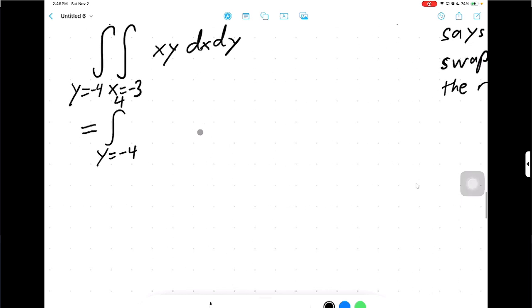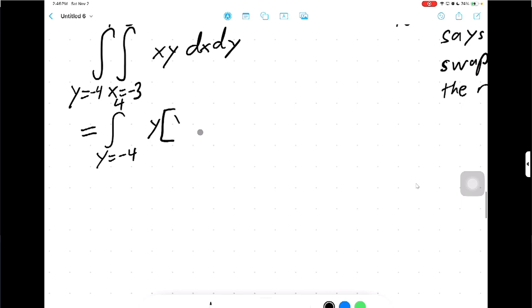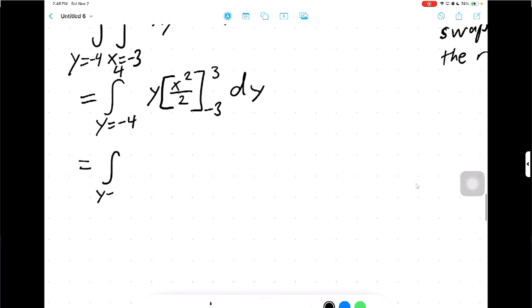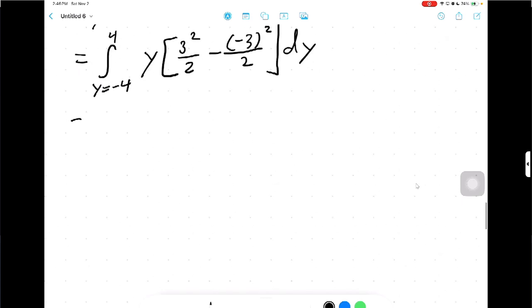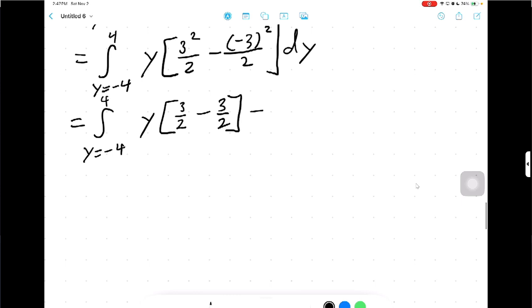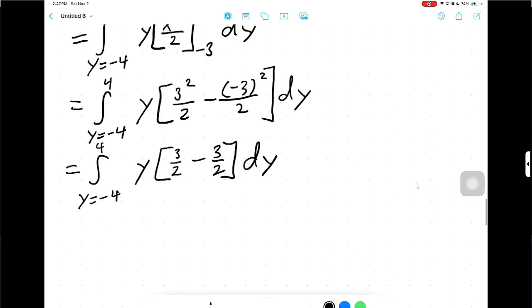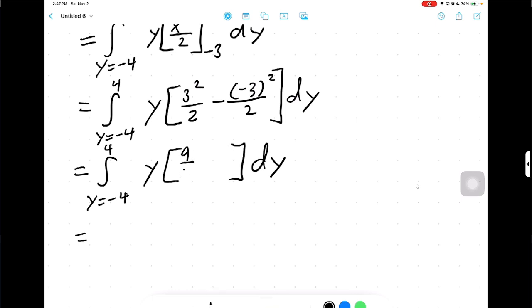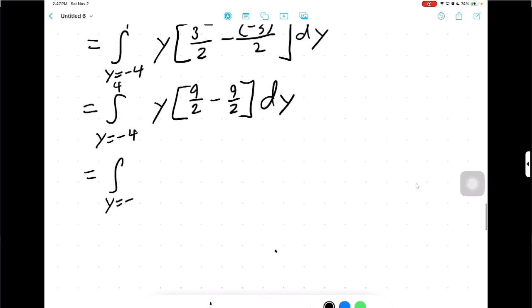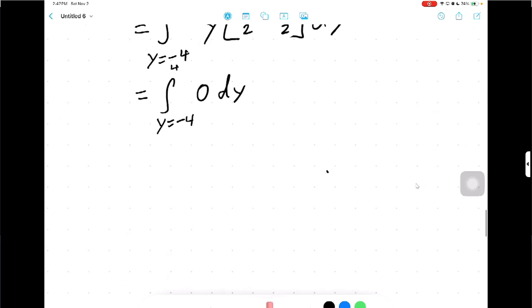So in this case, we have y equals -4 to 4 of, here the y is a constant, so it just sits there. And then we have x squared over 2 evaluated from -3 to 3. Evaluating this, we have y times 3 squared over 2 minus -3 squared over 2, which I just realized is 0. Actually, not 3 halves, 9 halves minus 9 halves, dy. And then you just get the integral from y equals -4 to 4 of 0. At this point, the y is also gone, and so you just get 0 at the end. What an example.